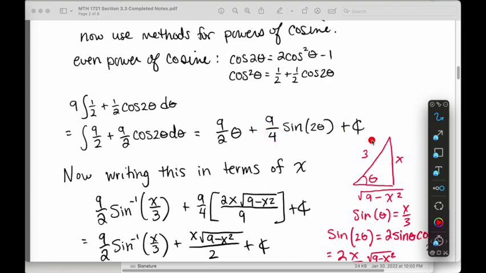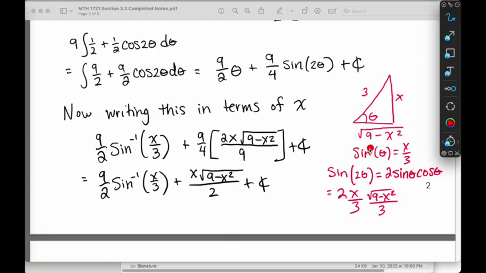So now I have to go back and rewrite everything in terms of x. So here's our triangle. I know that the sine of theta is x over 3. So if I want to figure out what theta is and replace this, I'm going to use inverse sine. So theta is going to be inverse sine of x over 3. So we substitute this in for our theta. So now it's in terms of x.